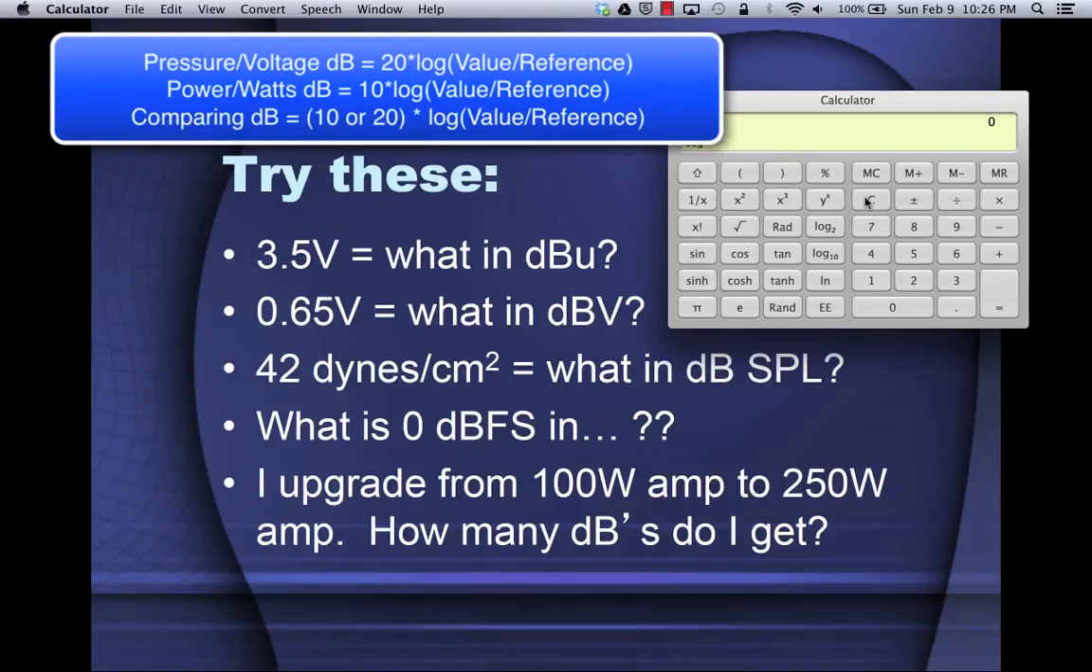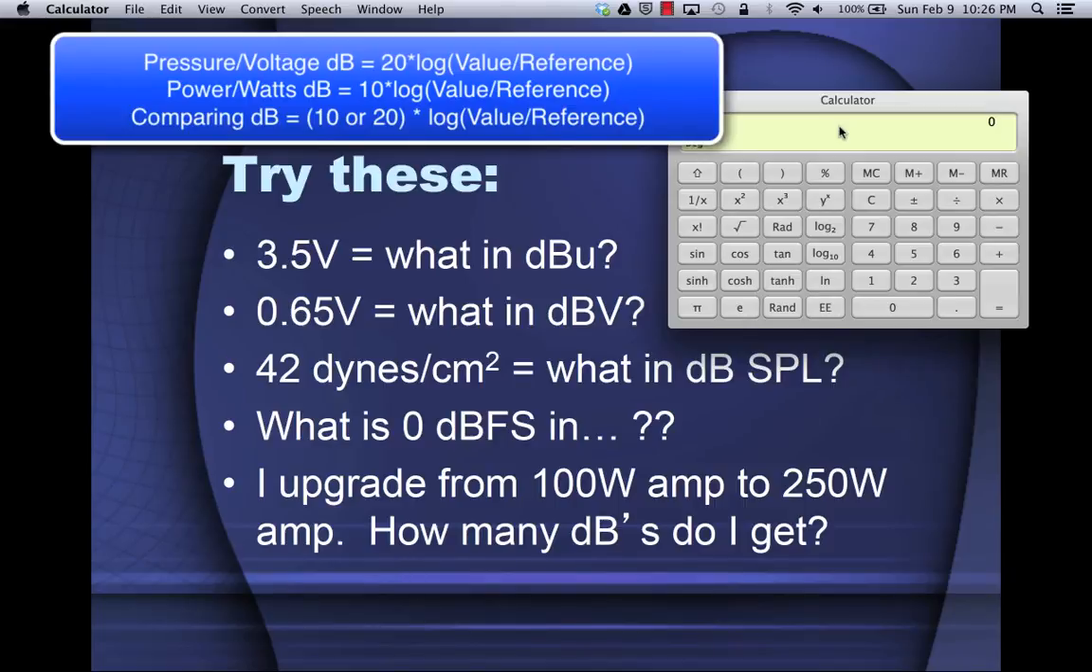Now here's an interesting one as well, because remember, we've been talking a lot about dBu, dB big V, dBSPL, some of these more concrete values that we're tagging to dBs. But again, dB is simply a comparison. We've been comparing it to known references, but what if we have arbitrary references? Like, let's say we upgrade from a 100 watt amplifier to a 250 watt amplifier. What's the dB improvement there?